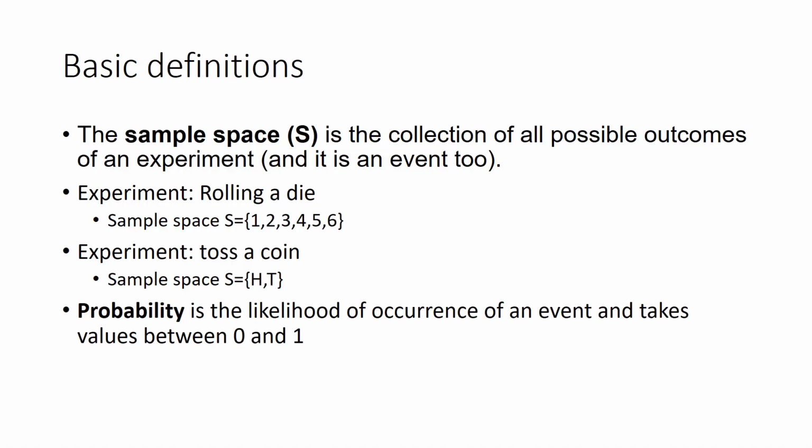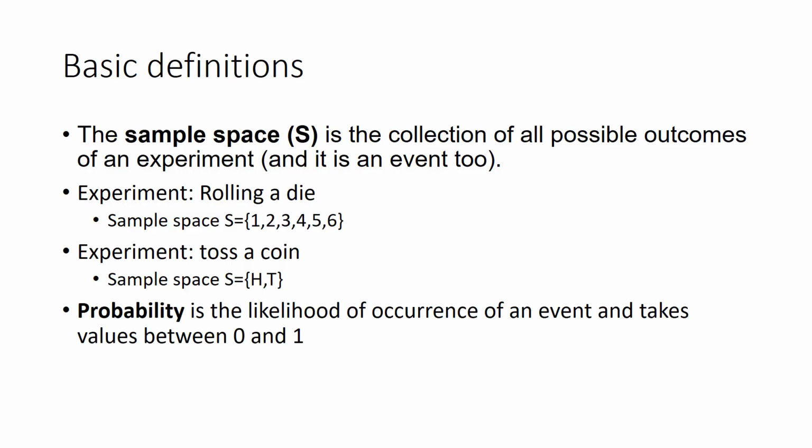In the case of the rolling a die experiment, the sample space is S equal to 1, 2, 3, 4, 5, 6, so every possible outcome. In the tossing a coin experiment, the sample space is heads and tails, these two outcomes. Obviously S, the sample space, is a collection of outcomes, so we said it's already an event.